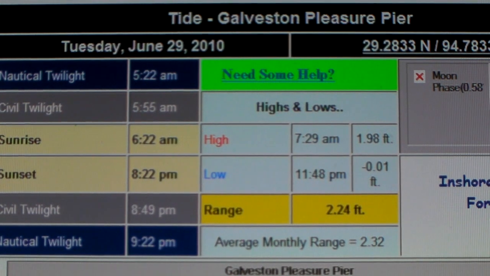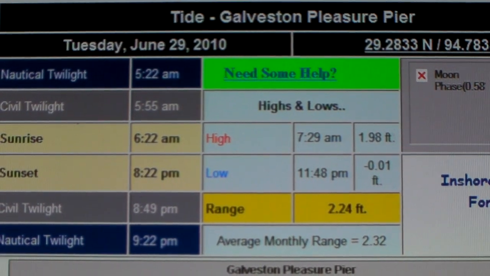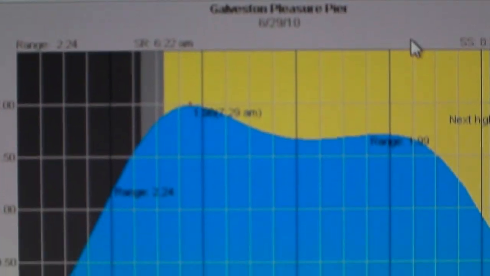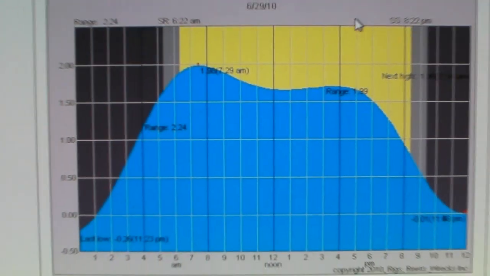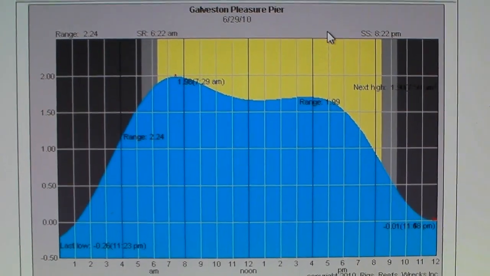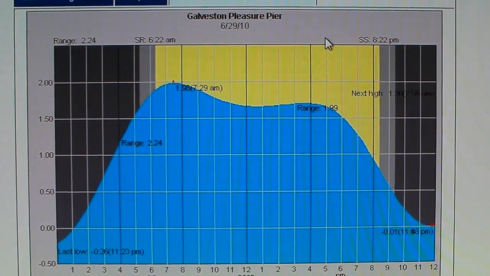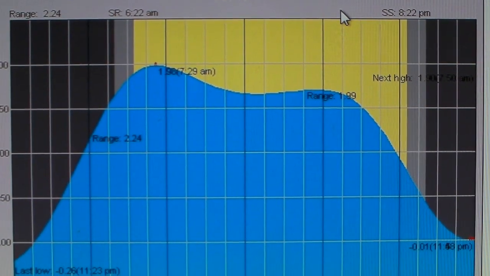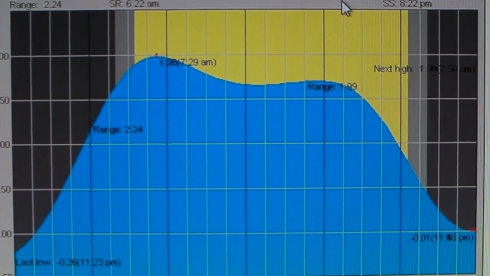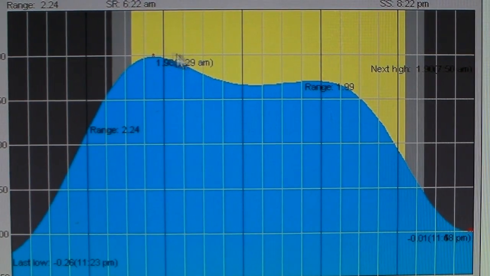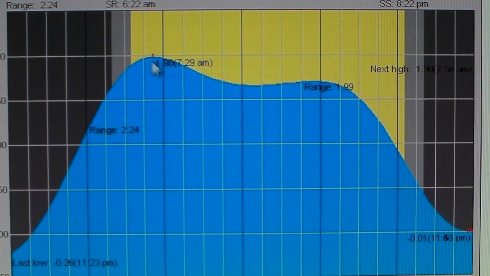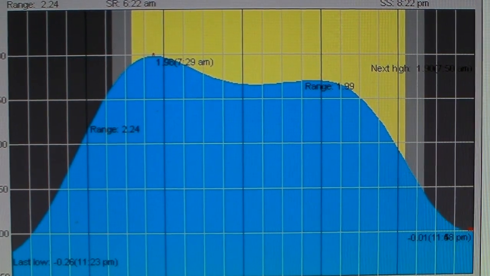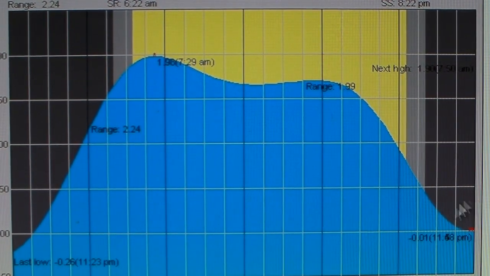Now let's look at the tide graph for the information I just showed you. And here's a graphical representation for all the data I just talked about. And as you can see, high tide right around 7:30 in the morning, and low tide right over here in this corner just before midnight.